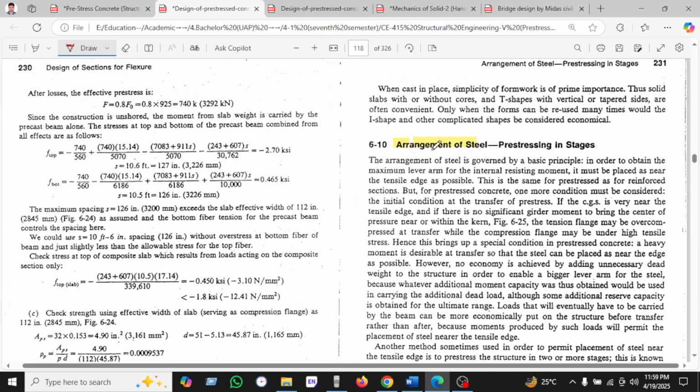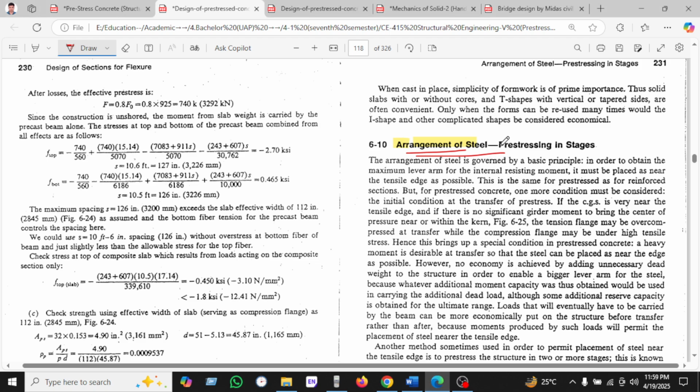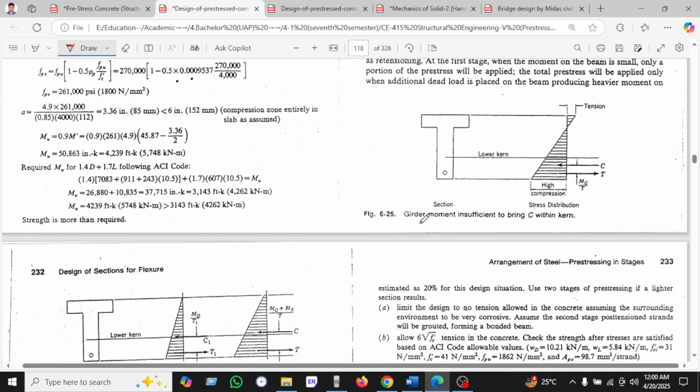Now we'll see the last topic, the arrangement of steel. This is the last portion, the prestressing stage. The arrangement of steel is governed by a basic principle. What is the principle? In order to obtain the maximum lever arm for the internal resisting moment, the steel must be placed as near the tensile edge as possible. You can see the girder moment, the C within the kern, the below kern, the lower kern. This is the stress distribution, this is the compression, this is the tension, and this is the section.